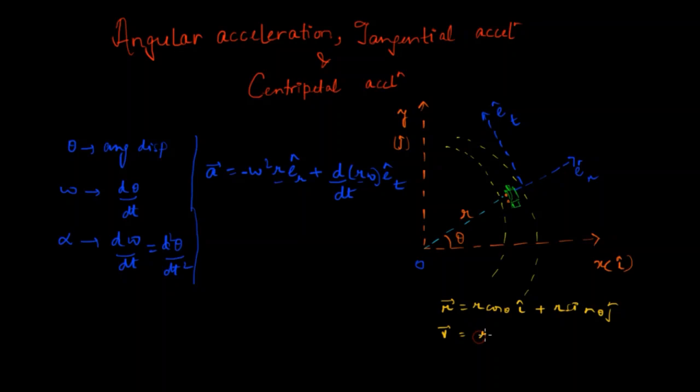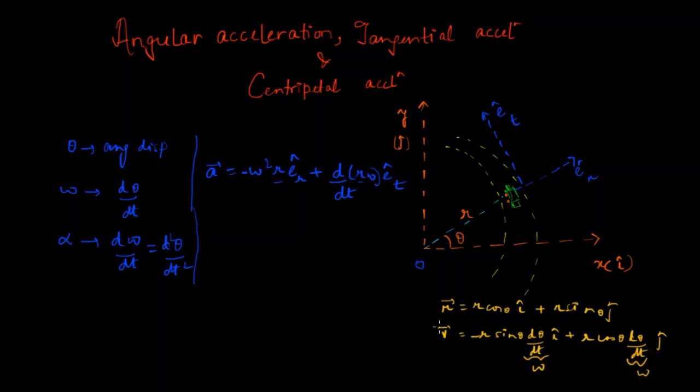So it will be r times d of cos theta by dt. When you differentiate that, you will get minus sin theta d theta by dt i cap, plus r sin theta will become cos theta. I'm skipping some steps, but that's what you will get, d theta by dt j cap, right? Now what is d theta by dt? This is omega, angular velocity, and this is also omega, angular velocity.